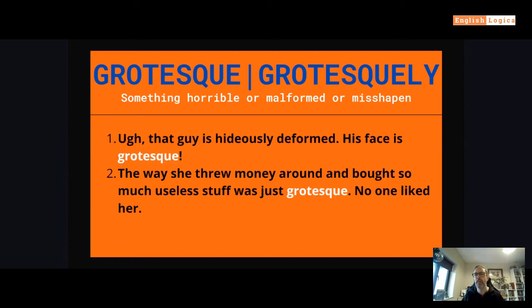And number 1 then, oh, that guy is hideously deformed. His face is grotesque. Okay, so that's about the physical appearance. And example 2 is a different application. The way she threw money around and bought so much useless stuff was just grotesque. No one liked her. So that's very much about her behavior, or it could be even about her character. Someone could be considered a grotesque person because of the way they act.